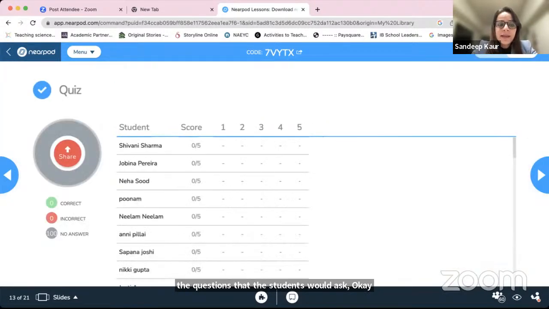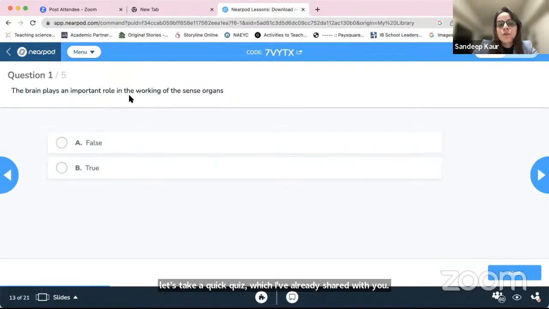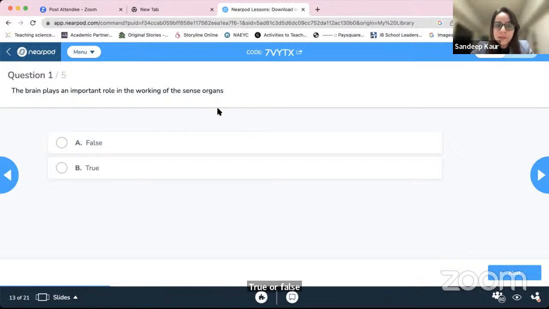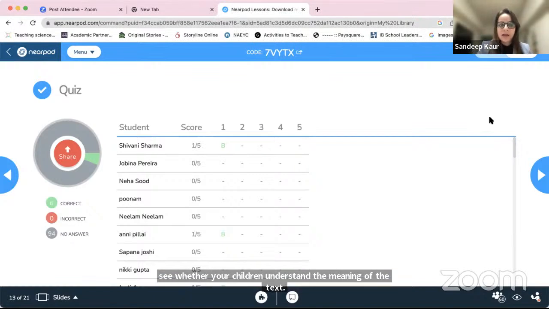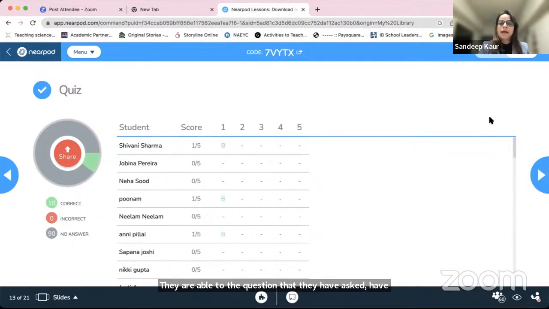Okay. Now let's take a quick quiz, which I've already shared with you. So the quiz is: the brain plays an important role in the work of the sense organs. True or false? Right? That's again, you're engaging your students, because how are they interconnected was your question. So if you ask the students to participate in this, you can see whether your children understand the meaning of the text. The question that they have asked, have they found an answer to it? Or was it just a random question that they were asking or seeing their friends ask?